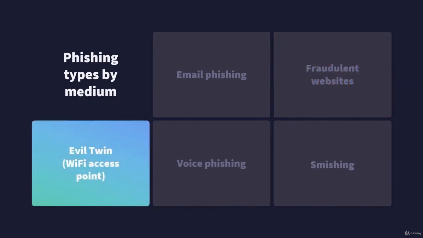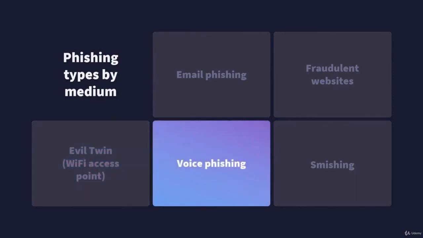Next type we'll talk about is evil twin. This phishing attack targets Wi-Fi access points. Basically, an evil twin is a fraudulent Wi-Fi access point that appears to be legitimate, but actually is used to eavesdrop on communication. Similar to other phishing types, it is used to obtain confidential information of users by either monitoring their connection or by luring them to fraudulent websites.